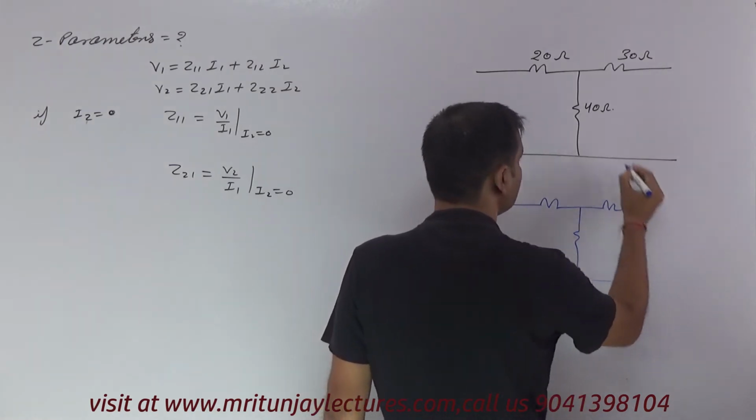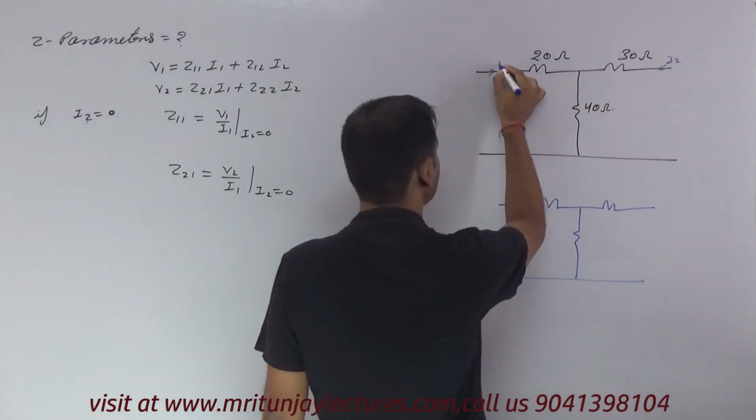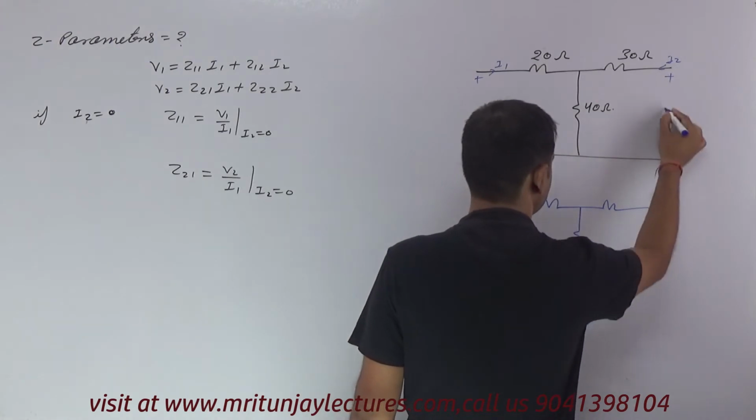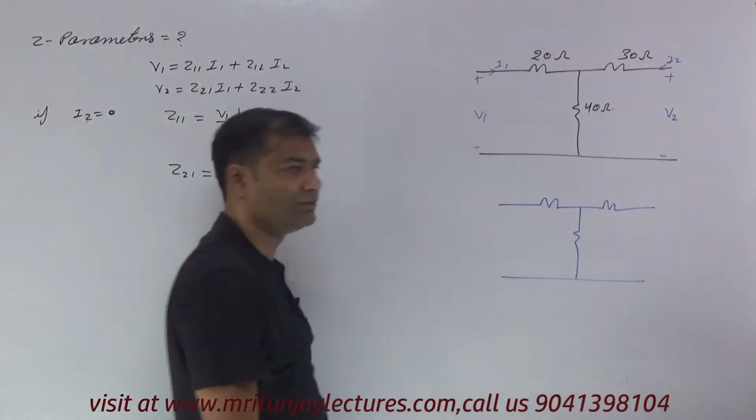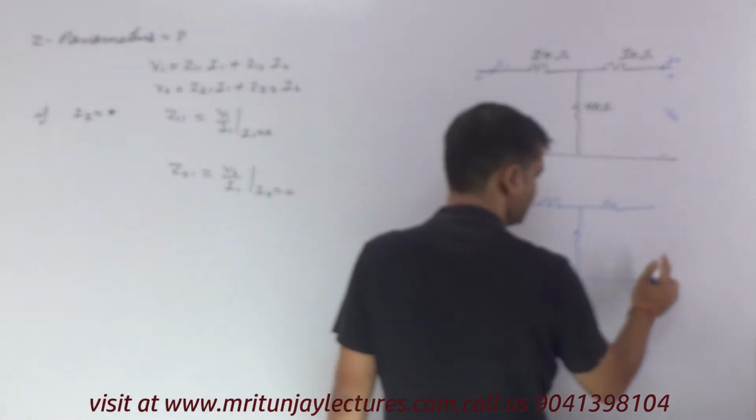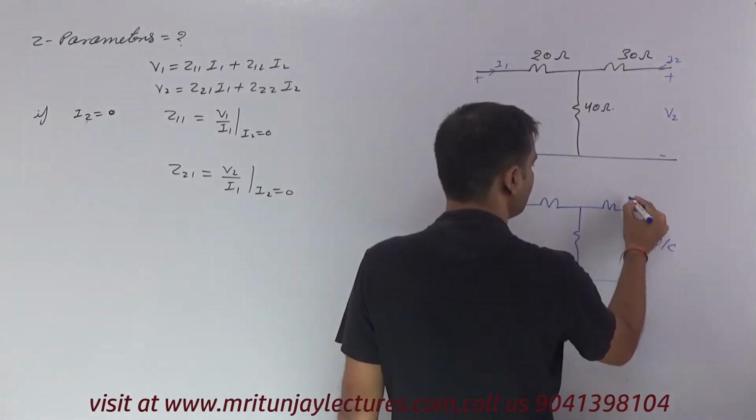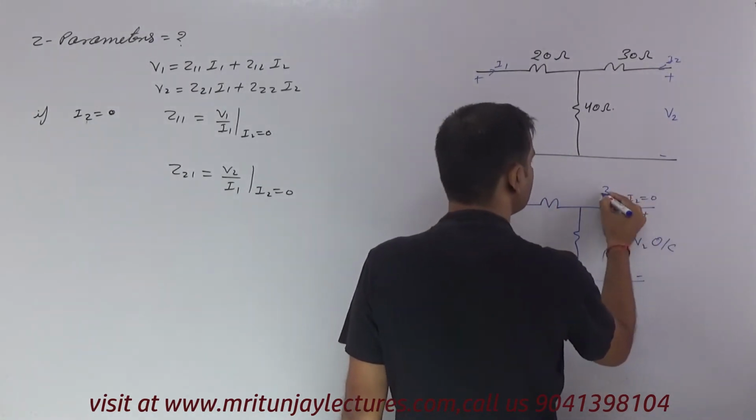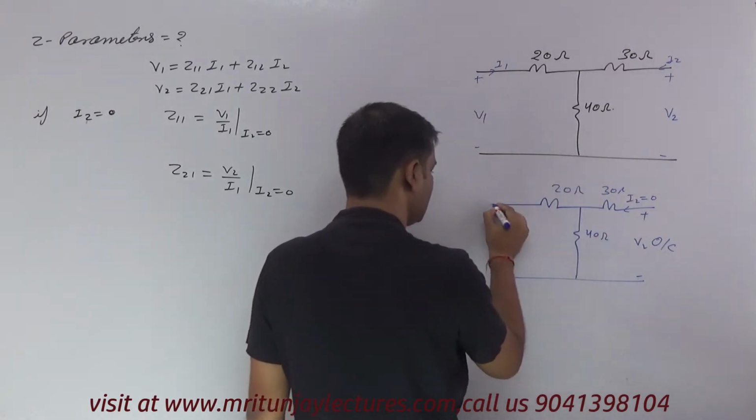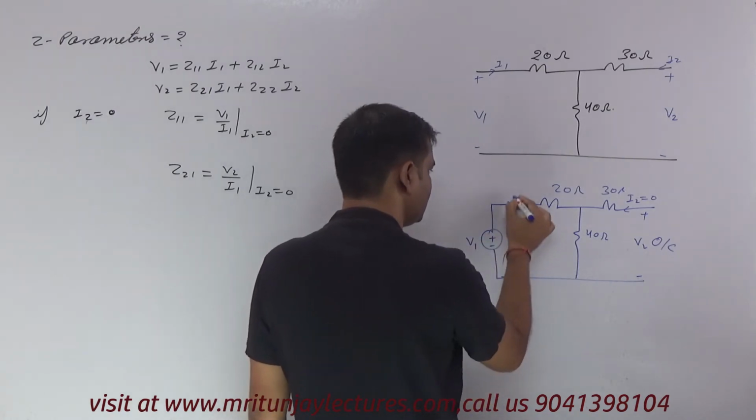has port 2 open. Here is the I2 current, here is the I1 current, and terminal port 1 has the corresponding voltage V1 and port 2 the corresponding voltage V2. If I2 is equal to 0, this port is open circuit, no current flows here. That is 30 ohm, 20 ohm and 40 ohm, and here plus minus V1 and current I1.